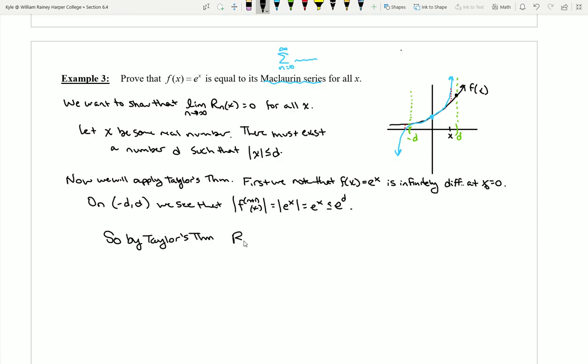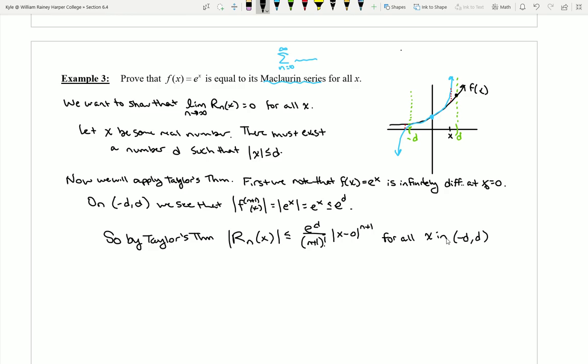By Taylor's theorem, if I do the remainder of n at this value of x, my remainder is going to be less than or equal to my value of m over n plus 1 factorial, times x minus my x naught, which is 0, to the n plus 1. So there's not a whole lot I can actually do with this at the moment, but I can go ahead and state that this is true for all x that exist in the interval negative d to d.